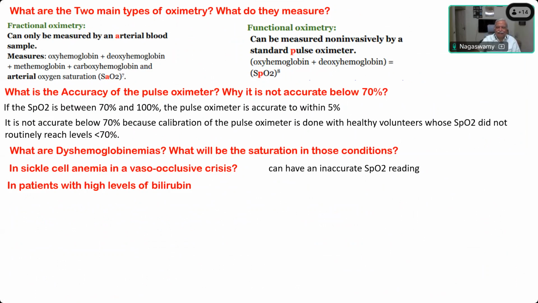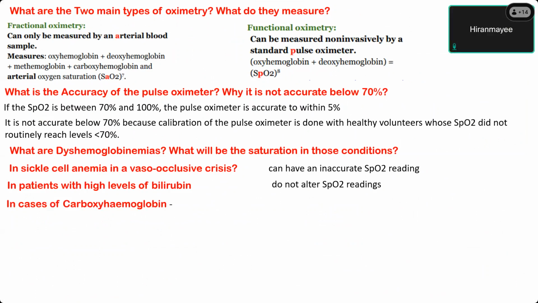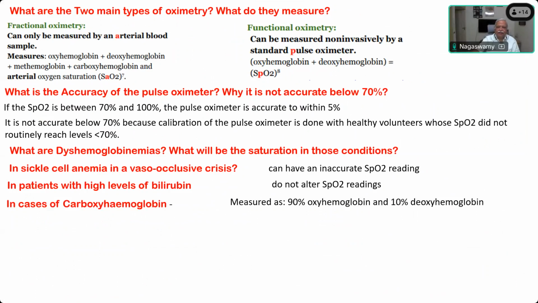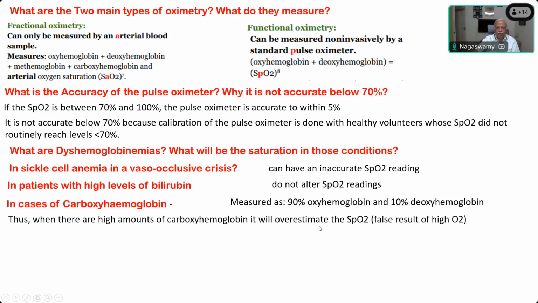Answer is only yes or no. Yes, sir. No, it does not alter the SpO2 readings. Okay. In case of carboxyhemoglobin, will it show a normal value or a false reading? Falsely higher reading. It measures it as 90% oxyhemoglobin and 10% deoxyhemoglobin. So when there is a higher amount of carboxyhemoglobin, it will overestimate SpO2, falsely high. So in patients who have been rescued from a closed fire situation, if you measure the SpO2 and it shows 95%, it is not real. They will have more carboxyhemoglobin than oxyhemoglobin, and will be hypoxemic. So don't depend on the SpO2 in patients exposed to carboxyhemoglobin.